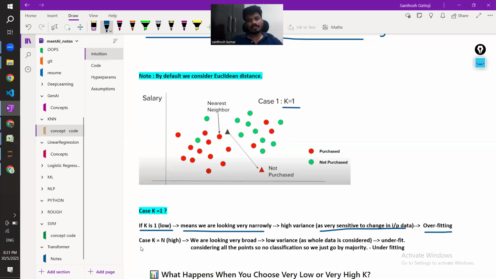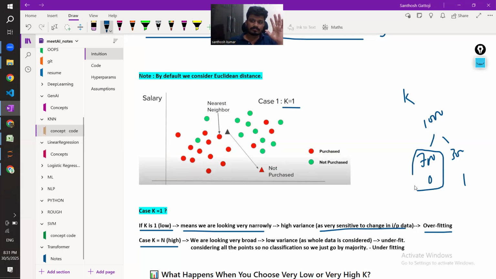Now, if you go for the other extreme, which is k equal to n, that means if you're having 1000 data points, I'm saying k equal to 1000. What is happening here? Since we are using all the 1000 points, we are doing nothing. We are just considering all the data points and going with the majority class. In the 1000 data points, what is the majority class that is repeating? If there are 700 people, in the Titanic example, 0, and 300 are 1, and you are using k equal to 1000, then whatever data point you give, the answer will always be 0, because for every data point, you need to consider 1000.